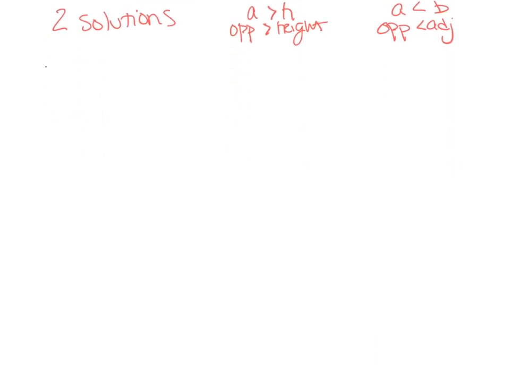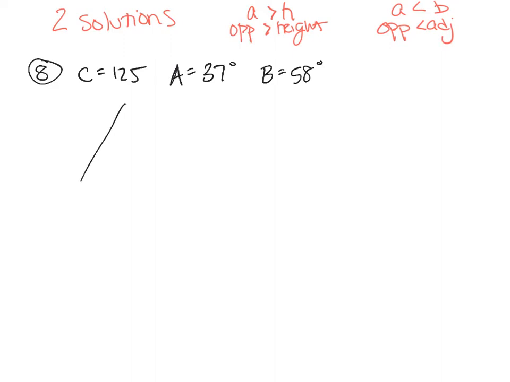Let's see, problem number 8. We have side length C is 125. Angle A is 37 degrees. And angle B is 58 degrees. So if I was to draw this triangle, ABC, C is 125, angle A is 37, angle B is 58 degrees.